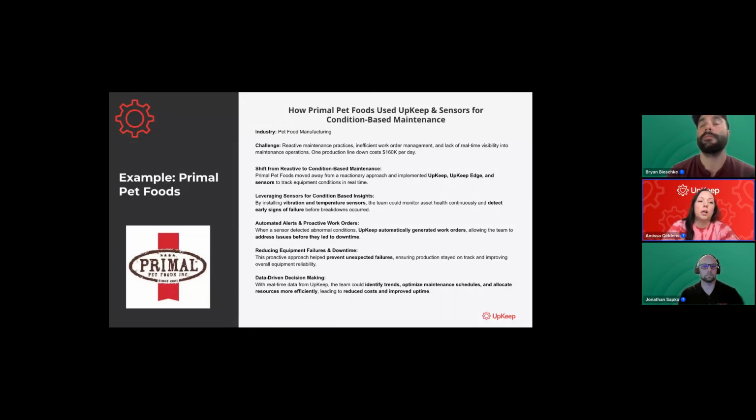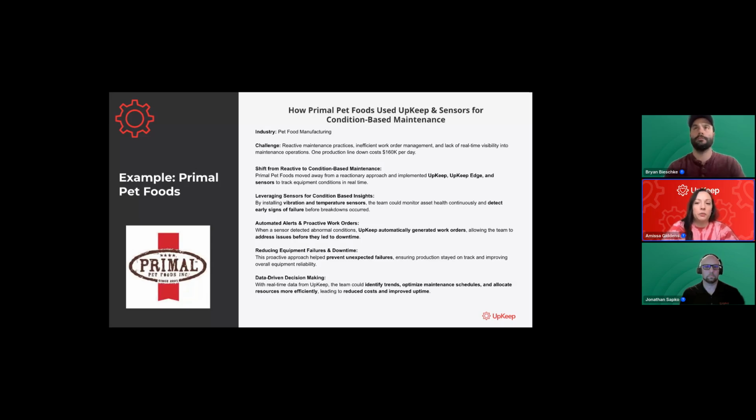So these are just a couple examples of some of our customers that have started using sensors for condition-based maintenance. Primal Pet Foods, downtime was a major problem for them. Anytime a production line went down, it would cost them $160,000 a day. That's a lot. Some companies can lose more, some less, but that is a lot per day to be losing for a company's bottom line.